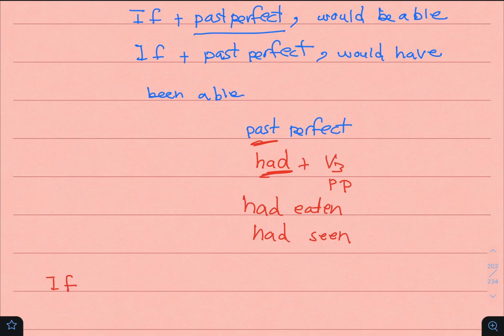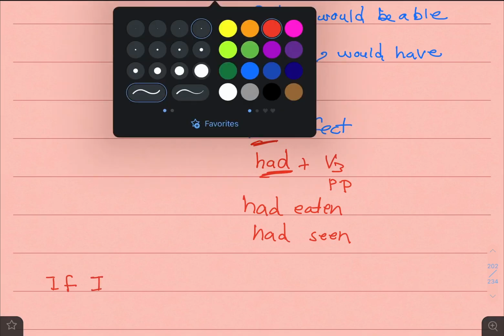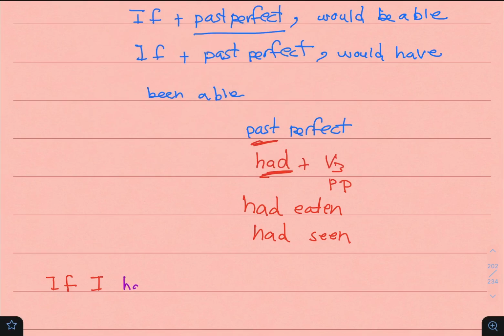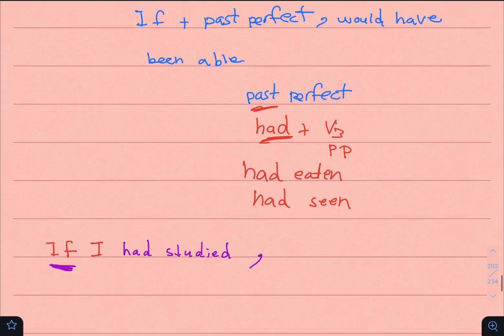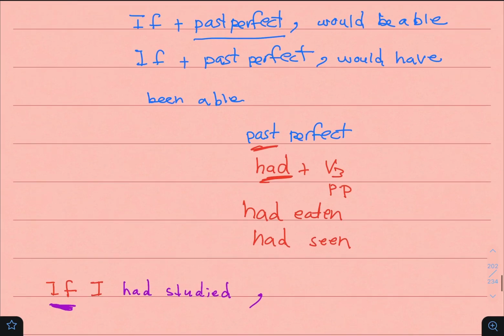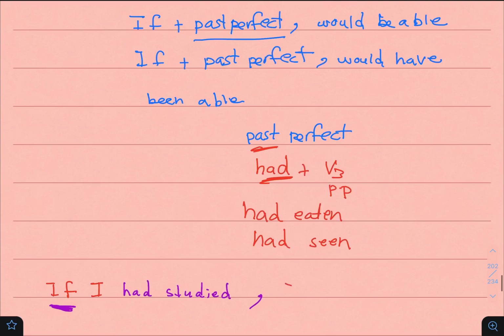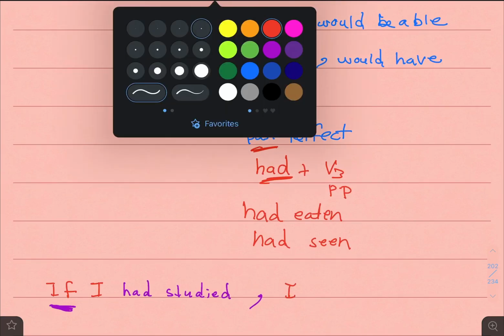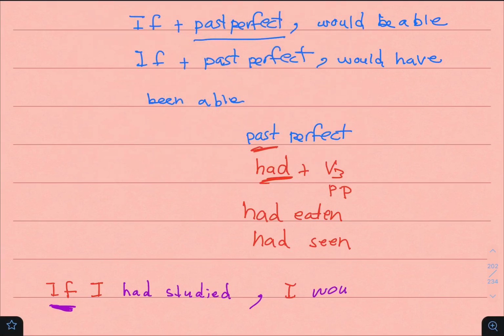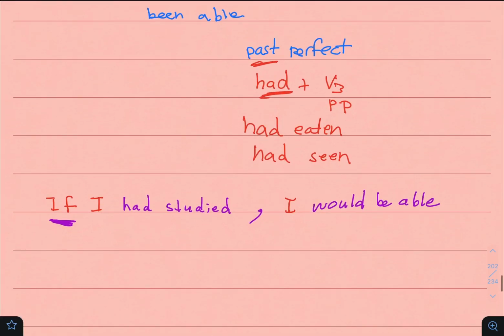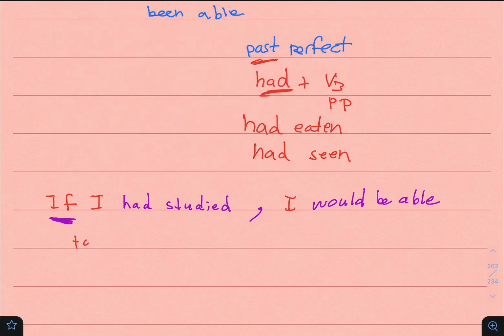Now let's make up sentences, okay, to talk about missed opportunities using if conditional sentence. Okay, for example, if I, past perfect يتكون من had والتصريف الثالث للفعل. If I had studied, okay, طبعا when you start with the if clause you have to have comma in between. Now you can say I would be able to pass the exam.